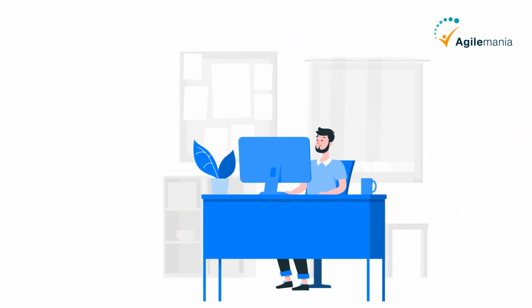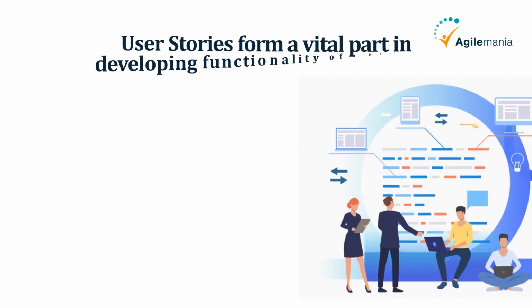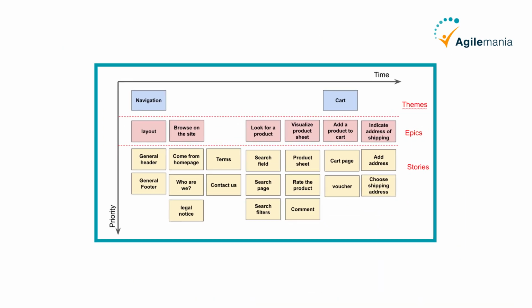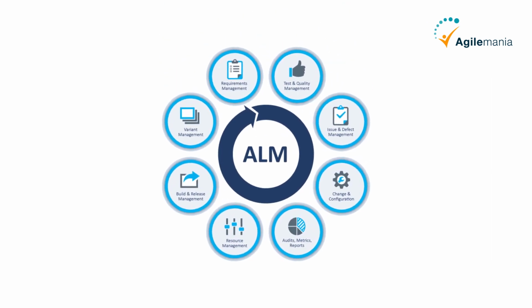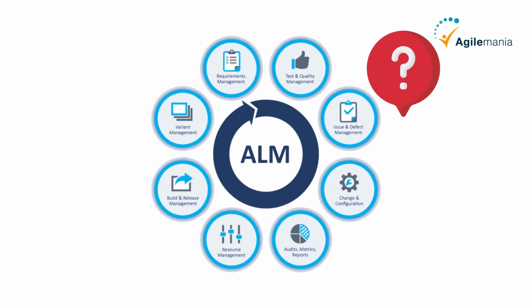Writing good user stories is an art that comes by practice and not by simply wishing. User stories form a vital part in developing functionality of a product. A user story is a way to describe a piece of functionality that will be valuable to a user or customer of a product. It is a tool used in agile software development to capture requirements and help teams understand what they are building and why.